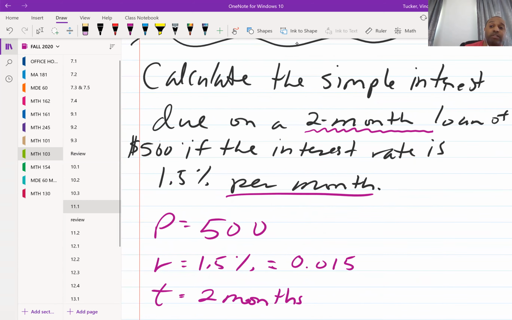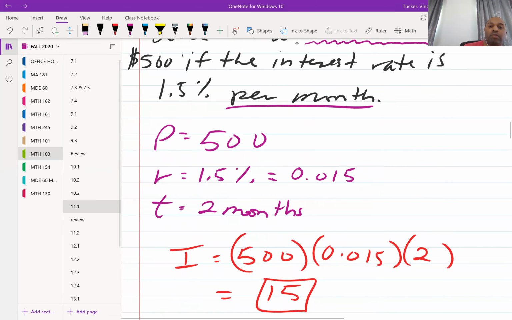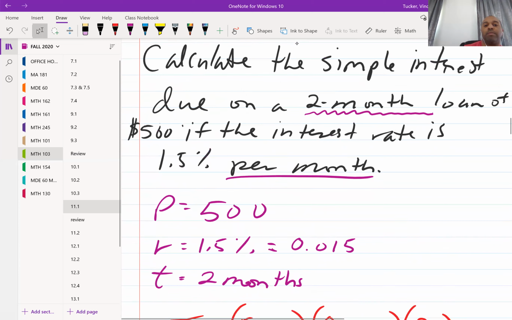So in this case, calculate the simple interest due on a 2-month loan of $500 if the interest rate is 1.5% per month. That means I can leave this 2 months as 2, because we're looking at the percentage rate per month. And we can go ahead and write it as such. I don't know if I gave you enough time to write that. But make sure we're careful with what we see and how we handle it.